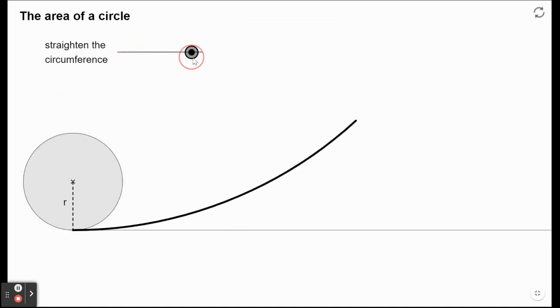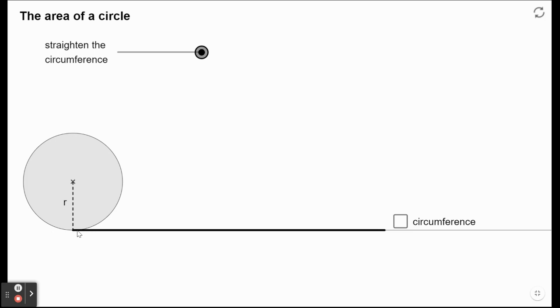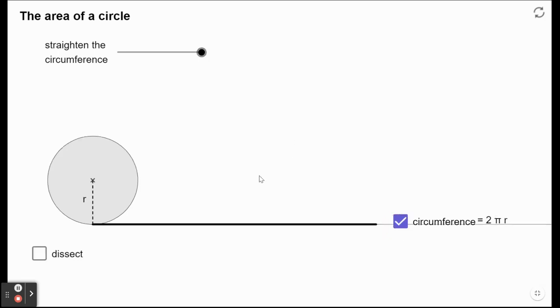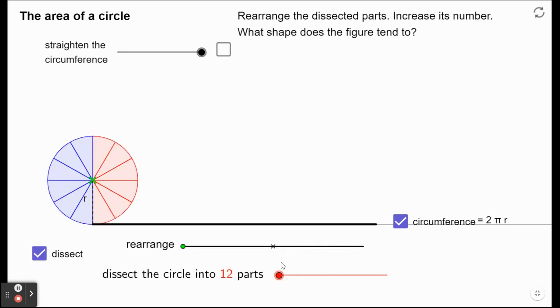First thing I'm going to do is just unwrap the circumference so you can see it. At the bottom there, that is the circumference of the circle. It is 2 pi r. Okay. Then I'm going to cut this circle up into pieces. I'll play around with how many parts I cut it up into in a second, but I'm just going to cut it into pieces. At this point, I have not changed the area at all. I've just cut the circle into 12 pieces.